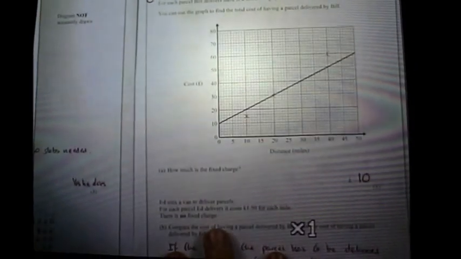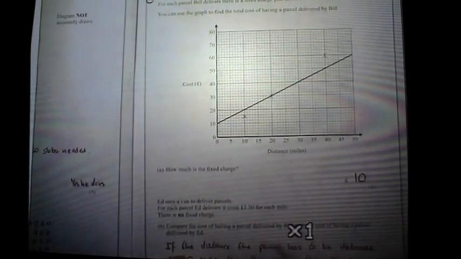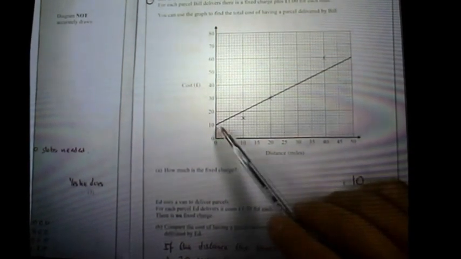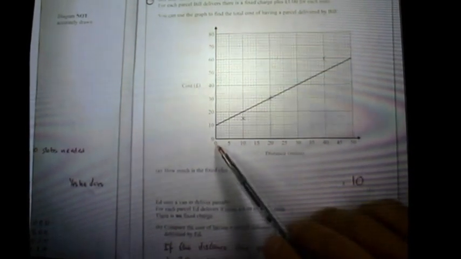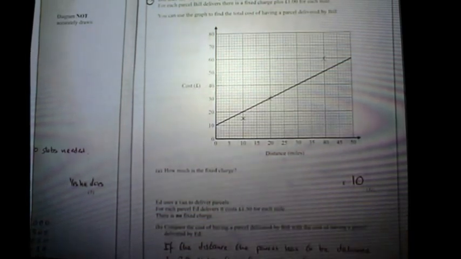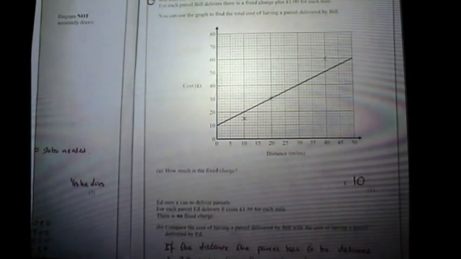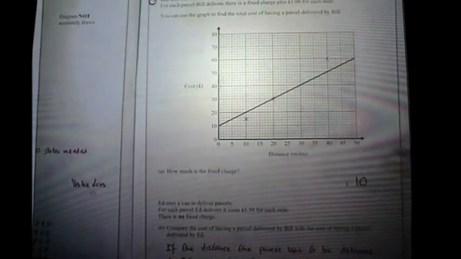Next one, again, it's a functional question. It's question 3. It's got the star next to it, so we've got to show plenty of workings for ourselves. It's about a delivery firm and parcels. This is Bill's on the graph. How much is the fixed charge? It starts at £10. So even if you deliver a parcel 0 miles, he'll still charge you £10 just for turning up. The next one is the functional bit.